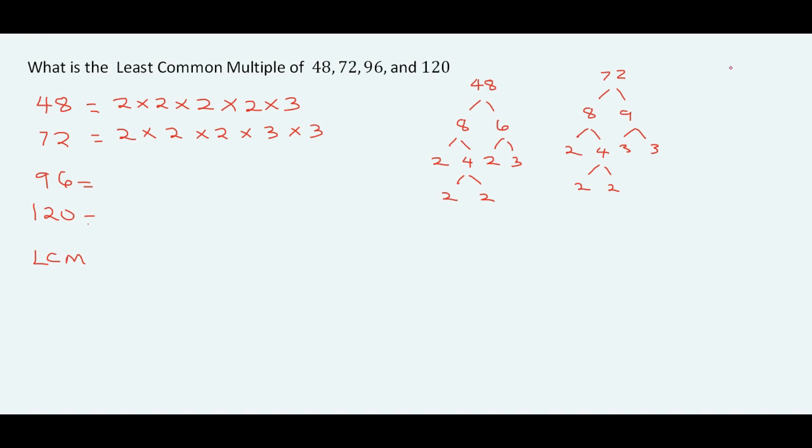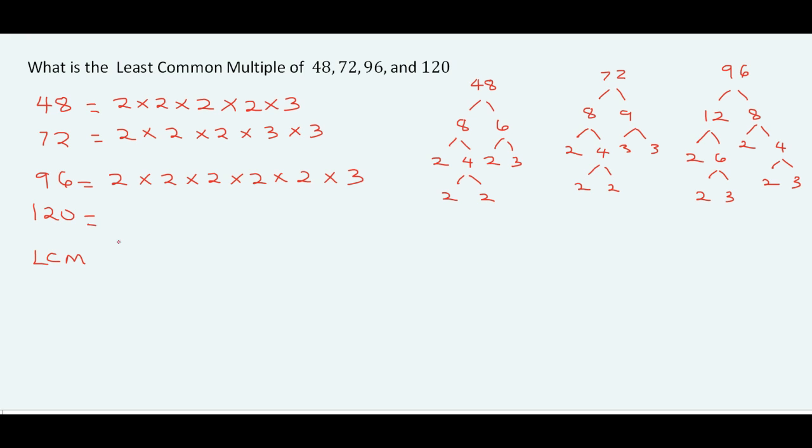96 is going to give us 12 multiplied by 8. So 12 is 2 by 6. 6 is 2 by 3. 8 is 2 by 4. 4 is 2 by 2. So 96 is 2 times 2 times 2 times 2 times 2 times 3.